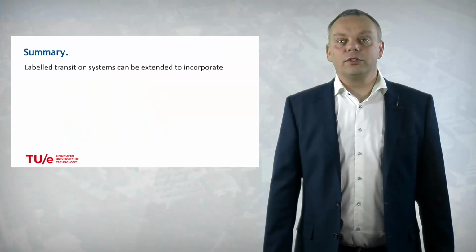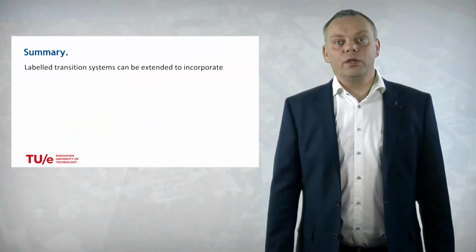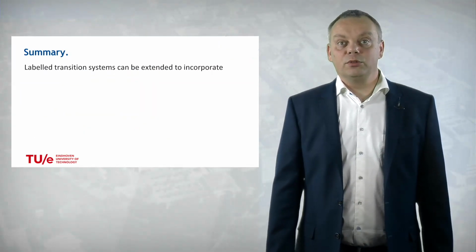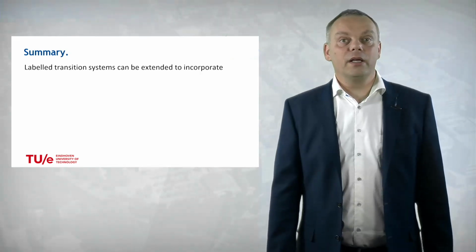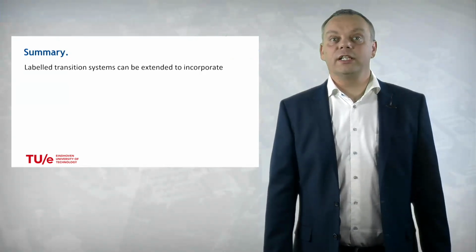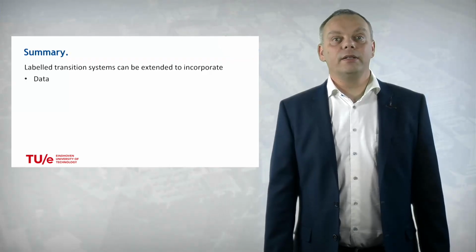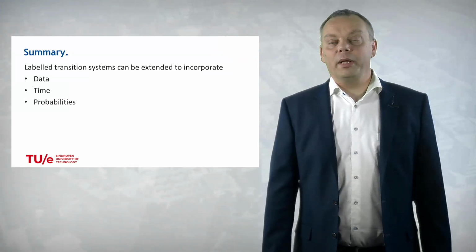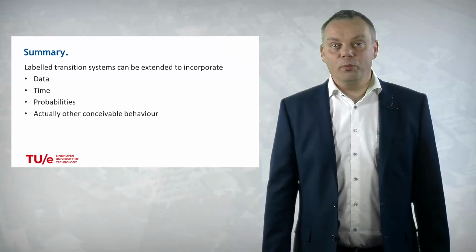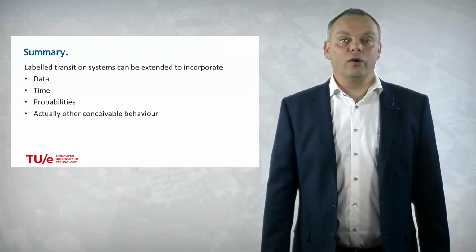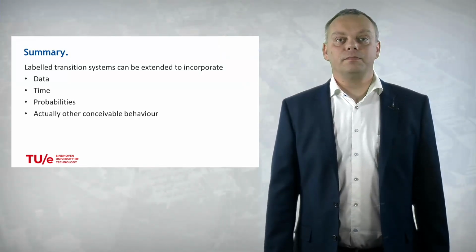Okay, so this was just a very short overview of the fact that label transition systems do not restrict to plain behavior, but that there are all kinds of extensions, especially with data, time, probabilities. And actually there are a few more, but I only mentioned the most relevant ones. Thank you for watching this lecture.